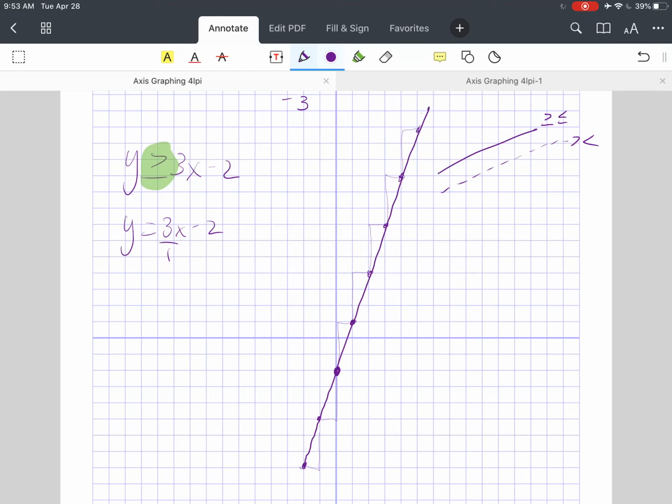Since this equation has the greater than or equal to, we're going to include the points, meaning you're just going to draw the line. Draw the arrows. And we're almost done here. We're almost done.